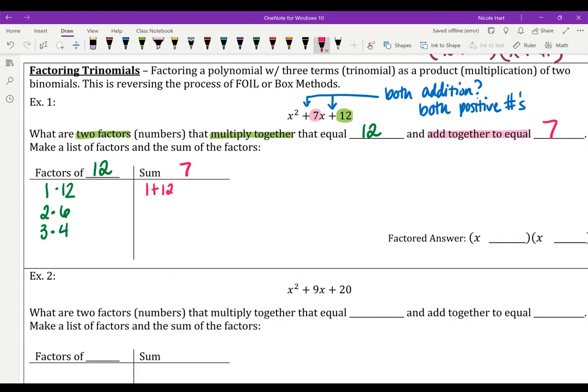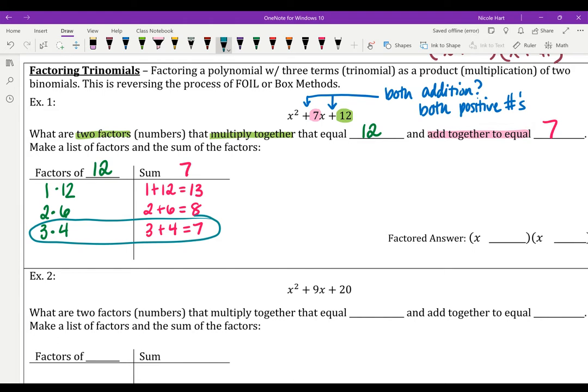1 plus 12, our two factors, are equal to 13. So that one's not going to work for us. 2 plus 6 is equal to 8. That one will also not work for us. 3 plus 4 is equal to 7. And there we go. That is what we are looking for. So factors that multiply to equal 12 and add together to equal 7. So our two numbers that we want are 3 and 4.